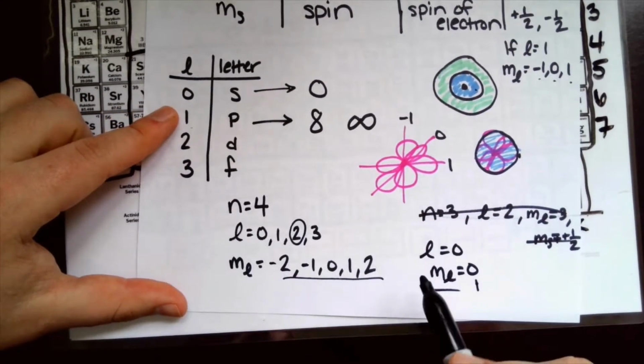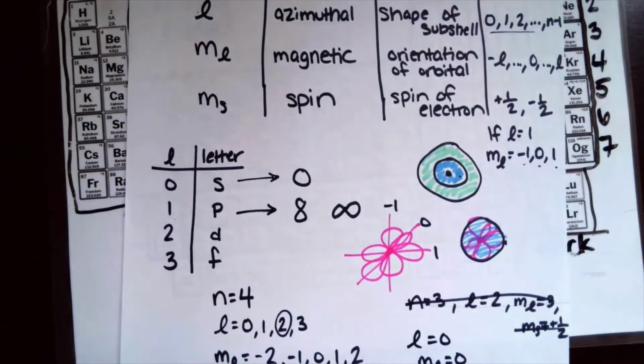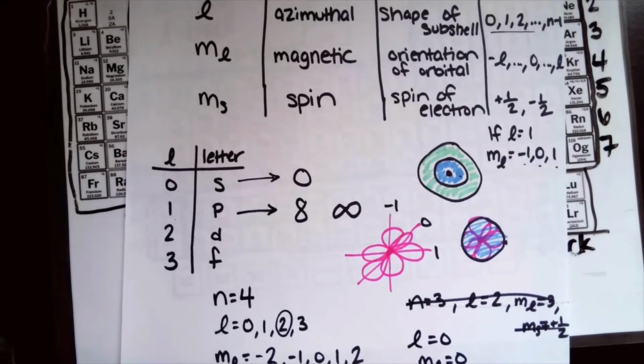And each orbital, remember, if we look back at the last quantum number, the spin quantum number, each orbital can contain 2 electrons. So if the L value is 0, and there's thus only one orbital, there could be a total of 2 electrons in that subshell.